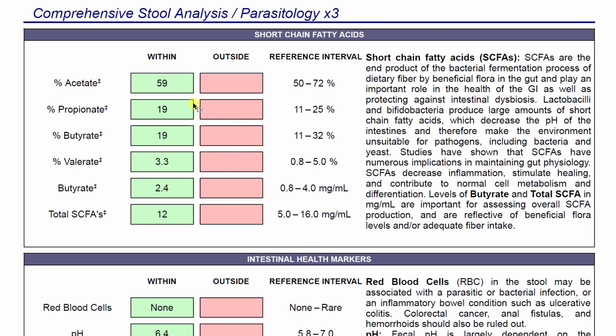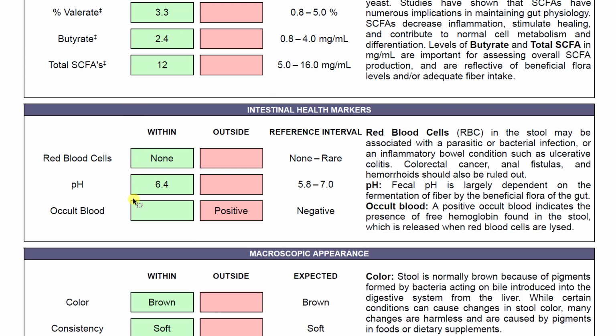Short-chain fatty acids are very important for your microbiome. All the organisms in our gut rely on these short-chain fatty acids, and they also play a big role in immune function, in our ability to heal, and in overall metabolism. Your short-chain fatty acids are normal. So here's acetate, propionate, butyrate, valerate, and the butyrate percentage versus total. All of this is normal. It's looking good, so nothing to be said there.